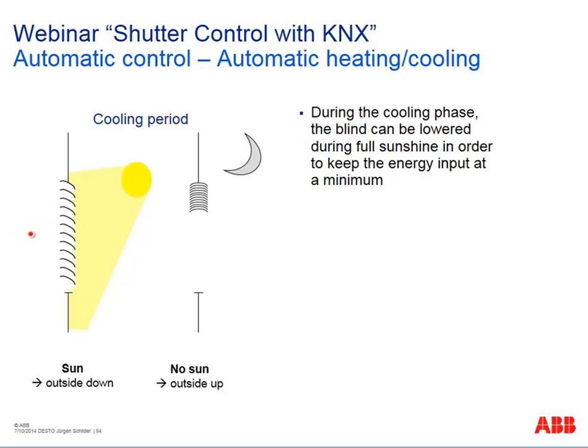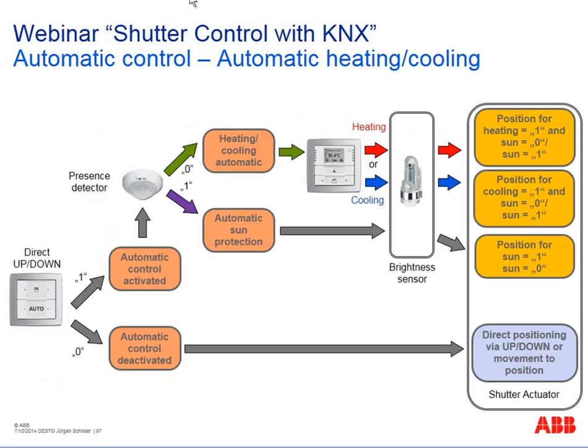We need the same additional information: no one is inside the room, outside we have sun and we are in the cooling period, maybe during the summer. Then the system can close automatically. Our lamellas drive down and close, so it's prevented that the sunrays can go inside the building and heat it up, because we need energy to cool down. So we can protect with a kind of shading that no sunrays can go inside. This is the additional function, cooling or heating automatic, we can use in our actuator.